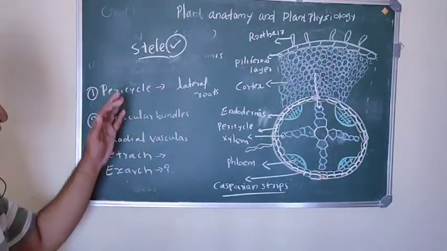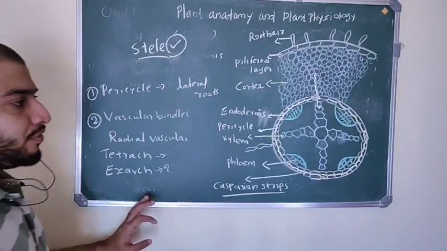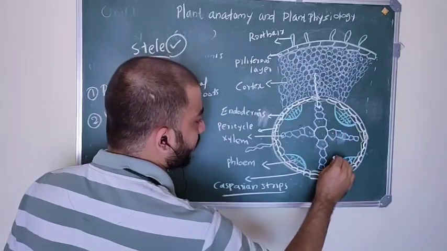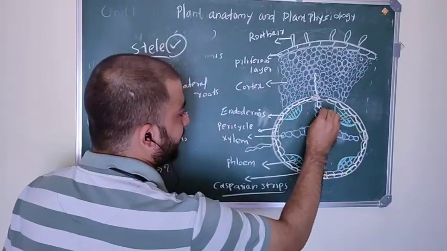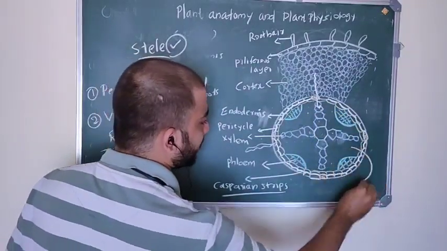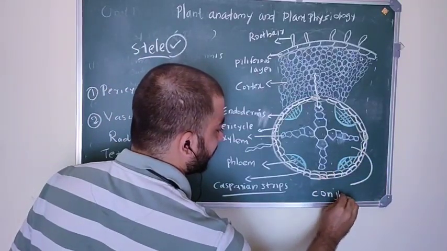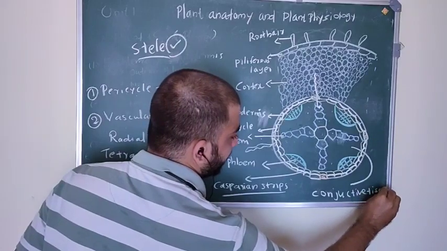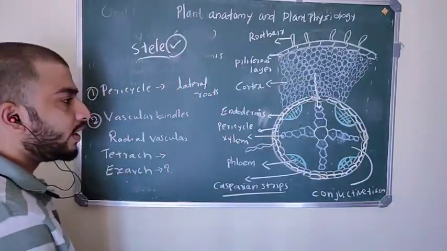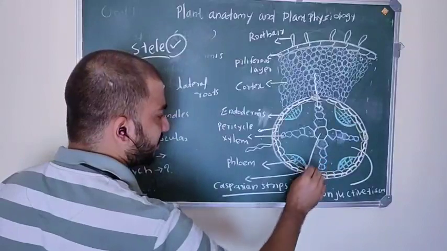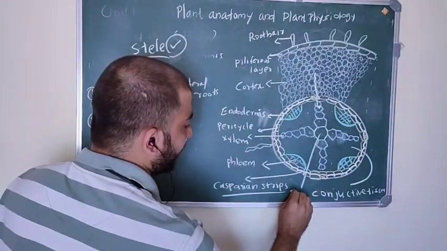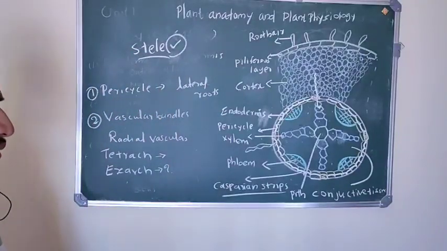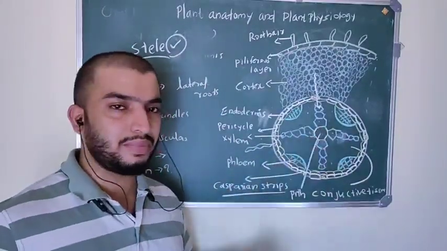So this is about the stele. In between xylem and phloem, a tissue is present, called conjunctive tissue. And at the center of this dicot root, pith is present, but in older roots this central region, the pith, may be absent.